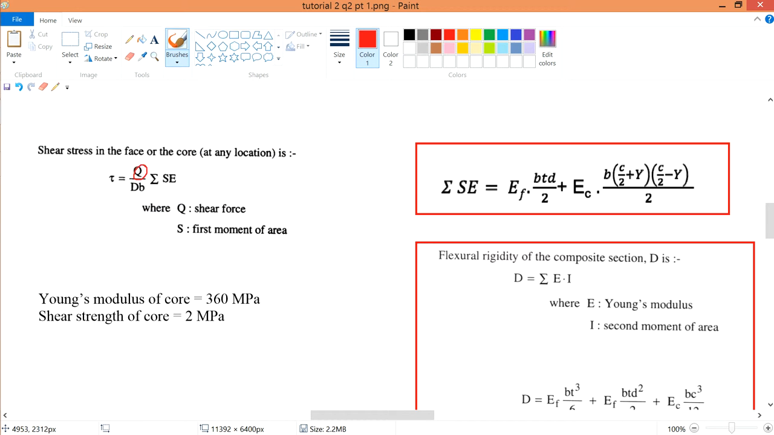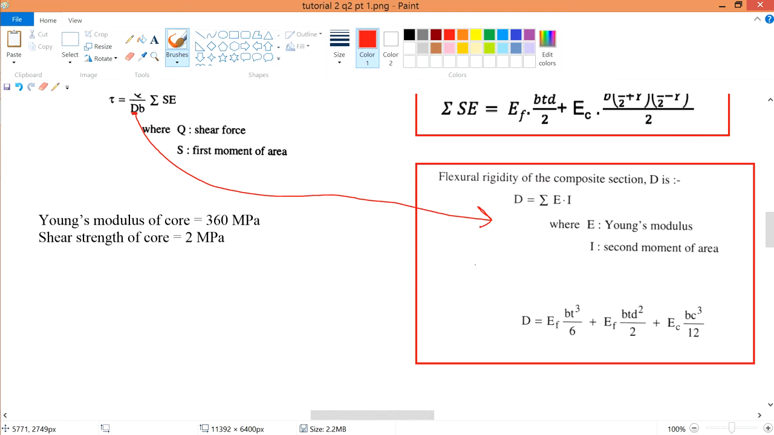So your Q is given, is your shear stress, which is 200 Newton, while your D is your flexural rigidity. It's a summation of your Young modulus with your so-called second moment of area, which is this equation. You just apply, because the T, the B, and the D, whatever C, is all given, and the EF is your phase. Young modulus of a phase, if you remember, is 10.8 gigapascal. Same for this also.